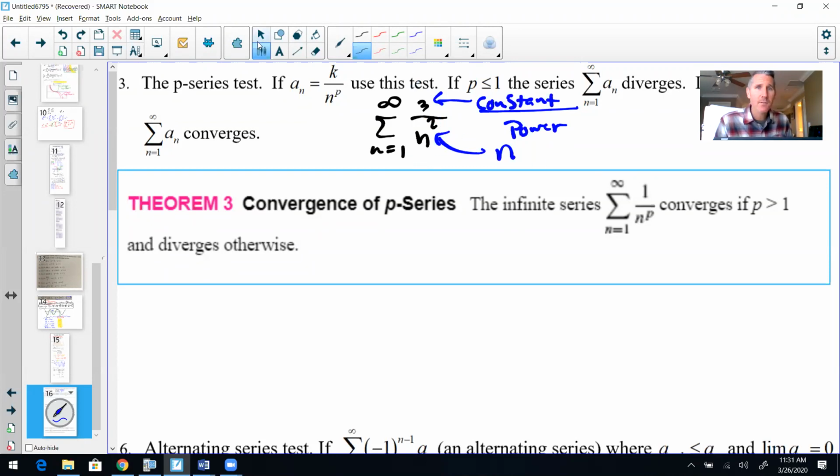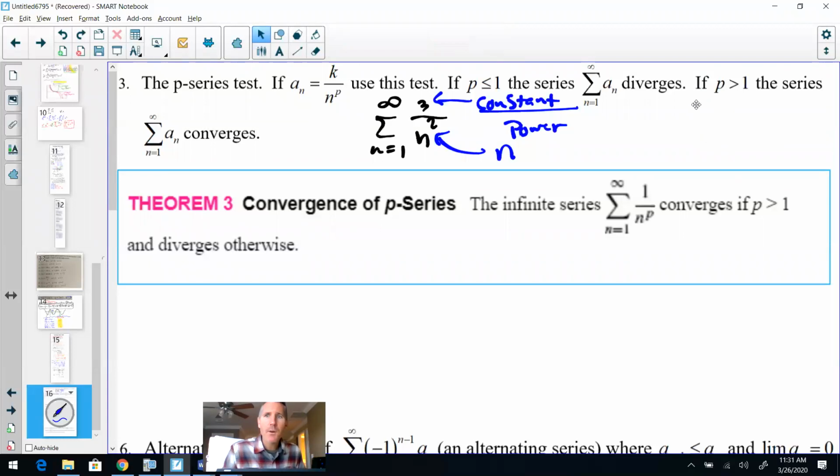But you guys probably can't see this. I think I did that, yeah. But if the power is greater than 1, then this series will converge. So for this example, the summation as n goes from 1 to infinity of 3 over n squared.